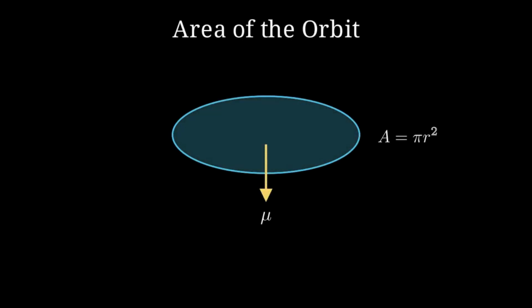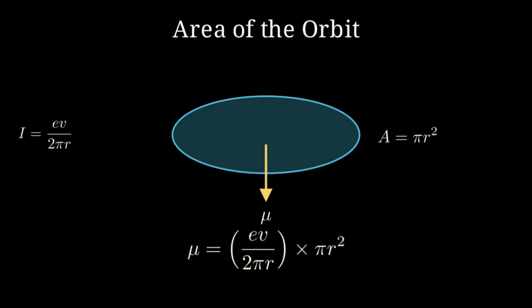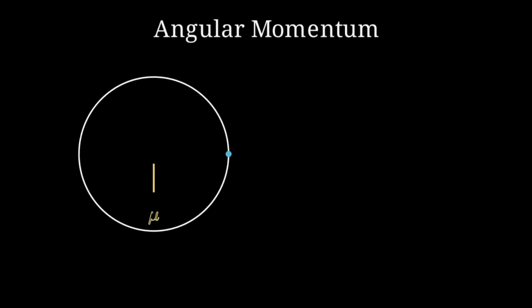By substituting our previous expressions for current and area, we find that the magnetic moment equals e times v times r, all divided by 2. Now we look at the classical orbital angular momentum L. For a particle in a circular path, L is the product of mass m, velocity v, and radius r. Note that L and mu point in opposite directions due to the negative charge of the electron.